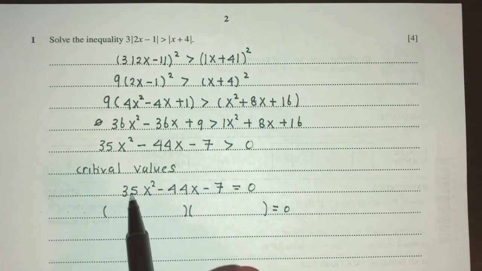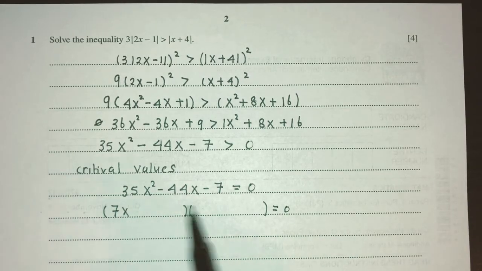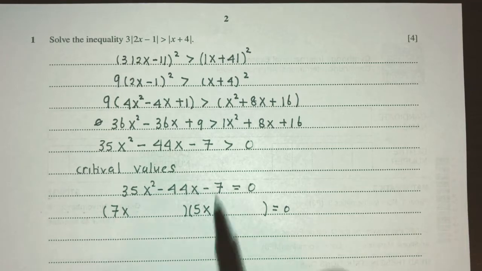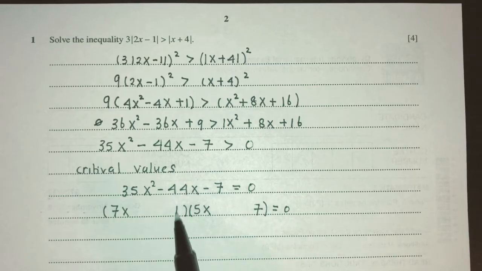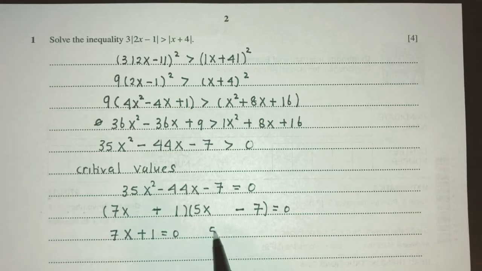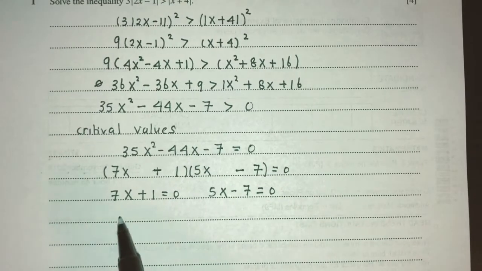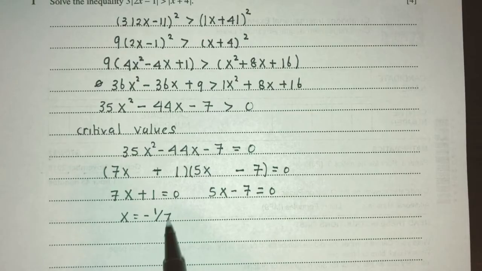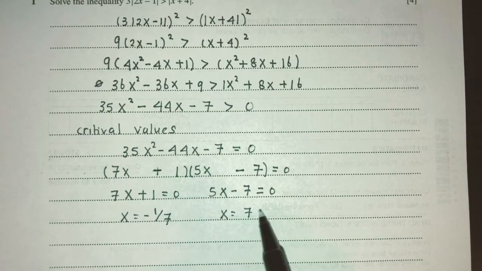Here you will have 35 is 7 times 5. So 7x times 5x. And 7 is 7 times 1. So 7 here and 1. Now to get minus 44, we have to have 7x times minus 7. That will be minus 49 plus 5, that will be minus 44. So the first value will be, so we have to equate that to 0, and then we solve for the value of x. So x will be minus 1 over 7, x will be 7 over 5.